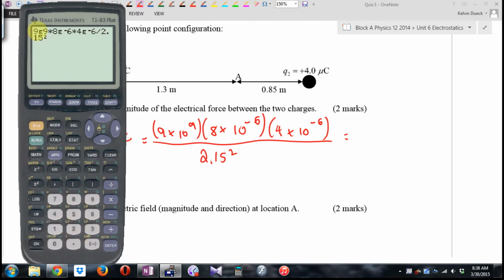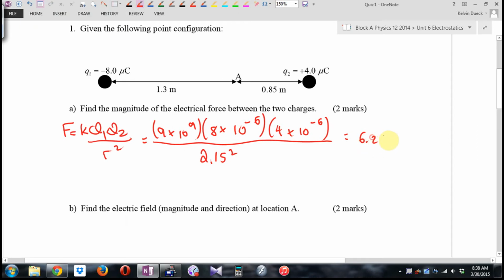Any typos? 9 times 10 to the 9th, 8 times 10 to the negative 6, 4 times 10 to the negative 6, 2.15, looks good. Do you get 6.23 times 10 to the negative 2? Is that right? Newtons. Direction, they didn't ask for it. These would be attracted to each other, so I would have to tell you which point I wanted you to tell me the direction on.